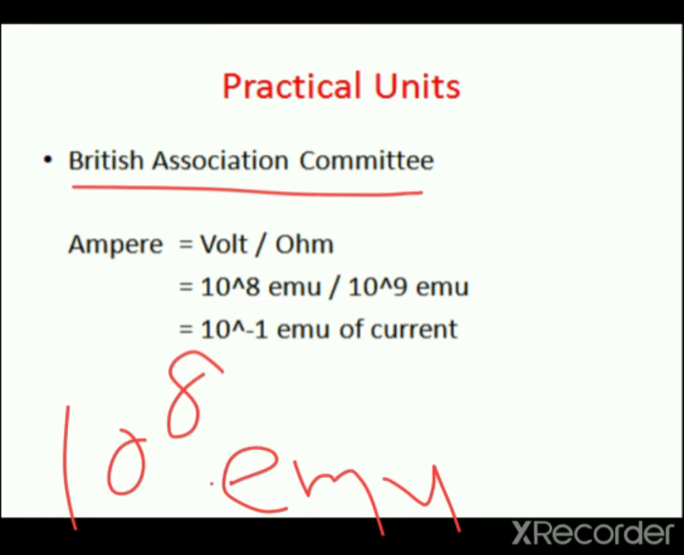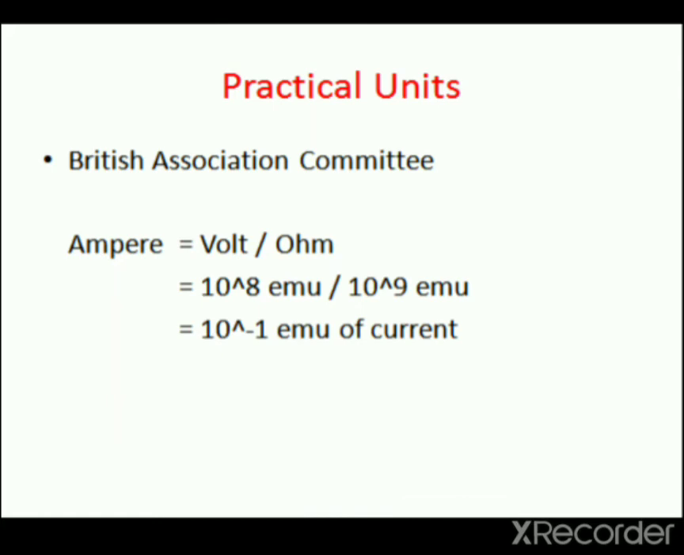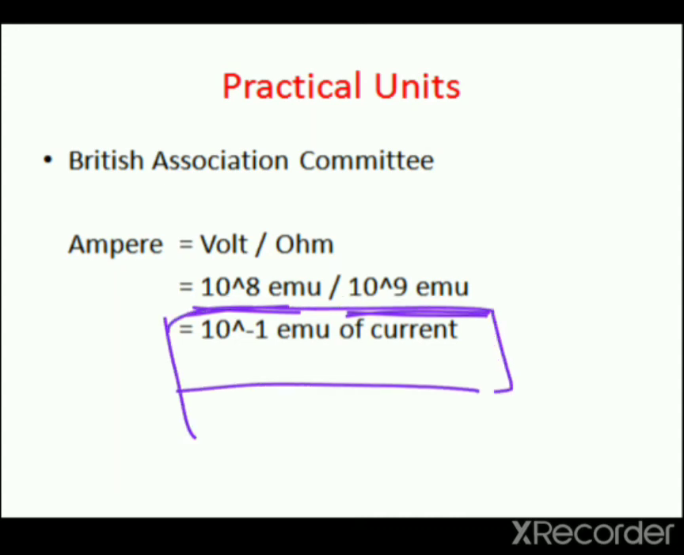For example, the practical unit of current, that is ampere, would be expressed as volt per ohm. For voltage, we have seen that it is 10 raised to 8 EMU, and for resistance it is 10 raised to 9 EMU. So at the end we will get 10 raised to minus 1 EMU of current.